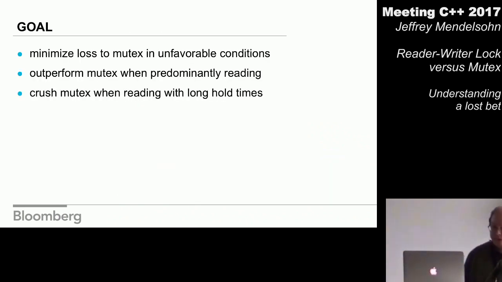So let's regroup for a second. Let's think of what we want to do. I lost the bet in comparison to the mutex, so I took that very personally. So my goal was to beat the mutex. My goal wasn't to produce the world's best reader-writer lock. My goal was just to have a lock which, when we expect a reader-writer lock to outperform, it does. And when it's not going to beat the mutex, it's only going to lose by a little bit. And again, I want to crush the mutex when I have really long hold times, because of the scalability. I should be able to scale it in general. Is there a question? No. Okay.